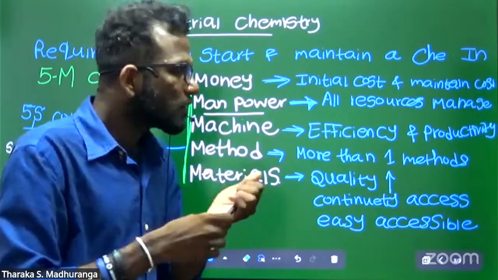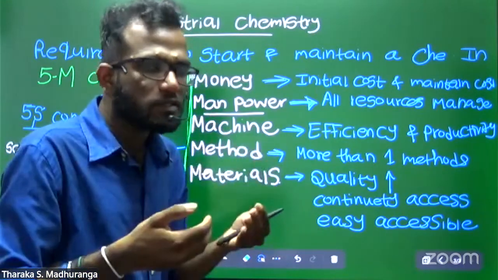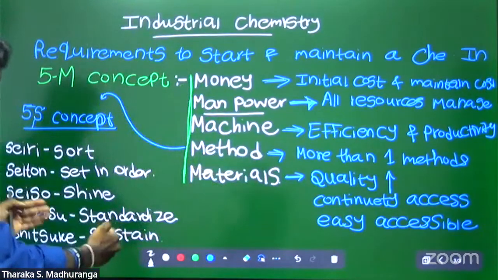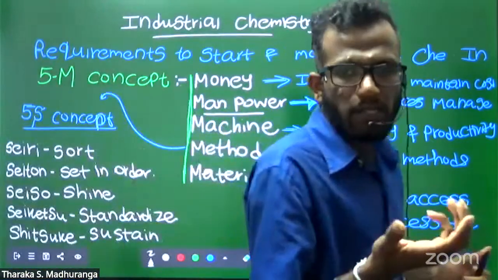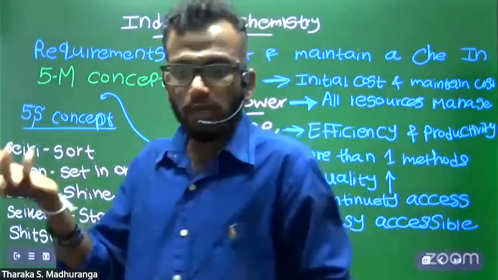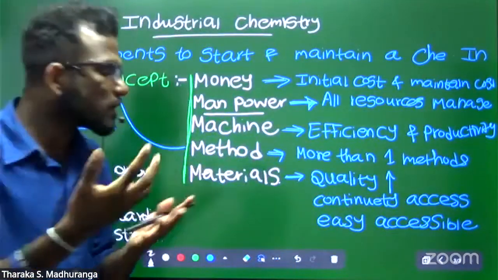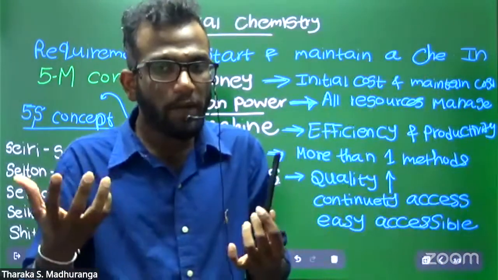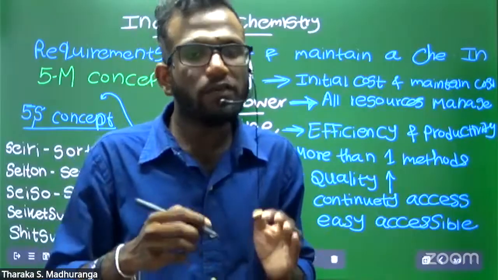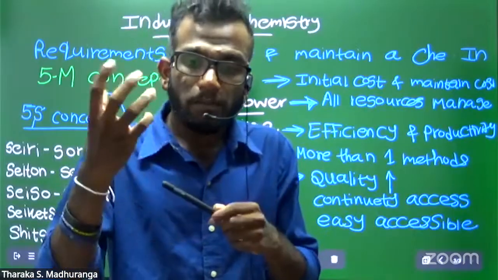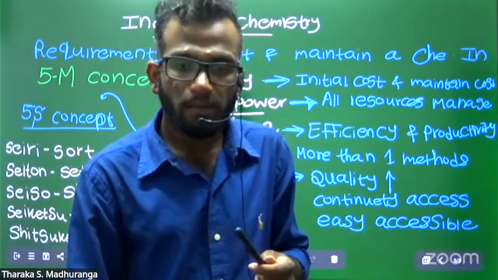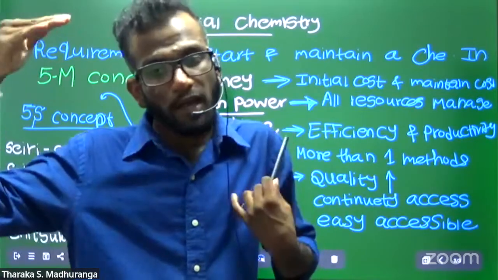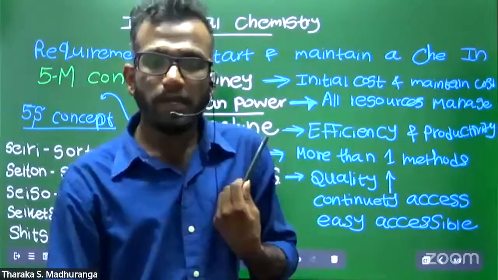For methods, among all available methods, we have to select the suitable method by the 5S concept. For materials, when you select materials you need to consider quality, purity, continuous and easy accessibility, and supply of raw materials in the required quantity. Everything you have to consider, and also the price of the raw material. If a quality raw material is at a high price, we can't get an economical profit.